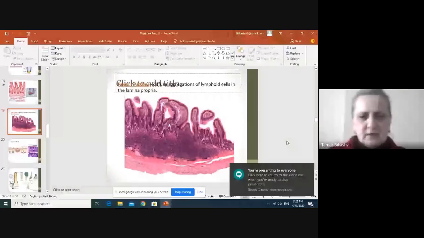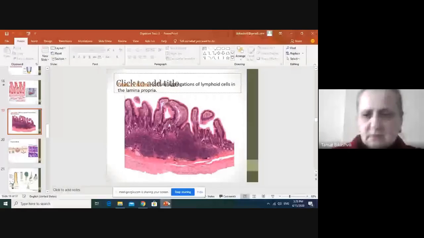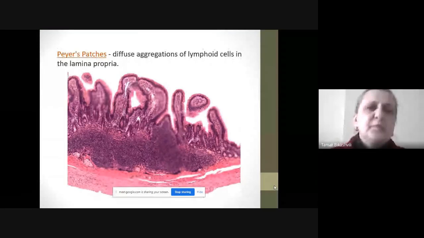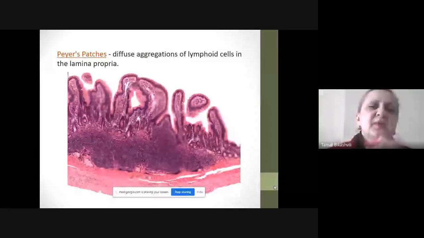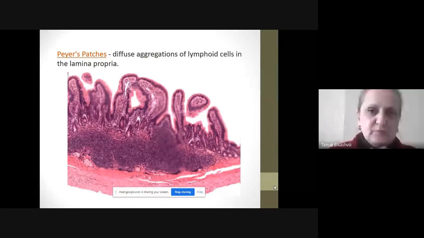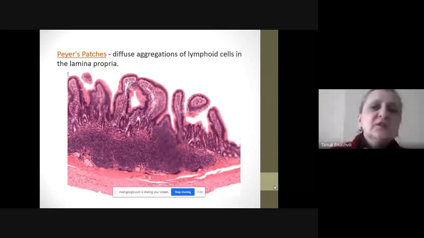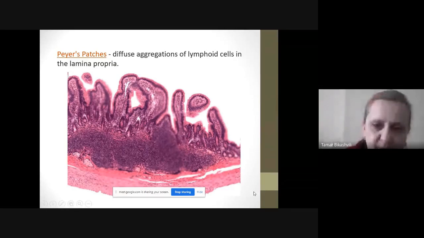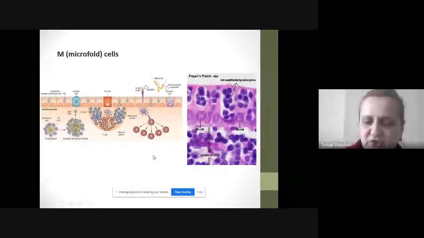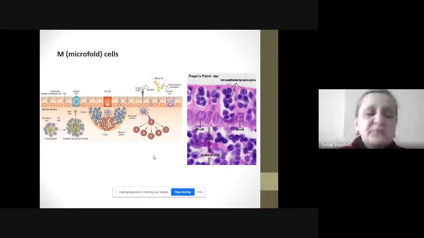Okay, so as I understand, I have to continue from the Peyer's patches. The Peyer's patches are aggregations of lymphoid cells in the ileum, only in the third part of the small intestine. So the lymphoid cells aggregate in the lamina propria. You can see the Peyer's patches here, and I spoke about these M cells. M cells are specific cells of the Peyer's patches.